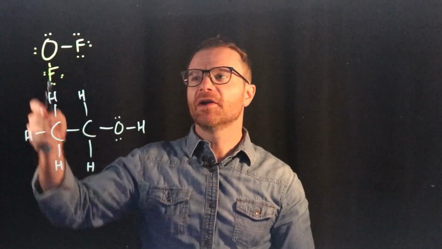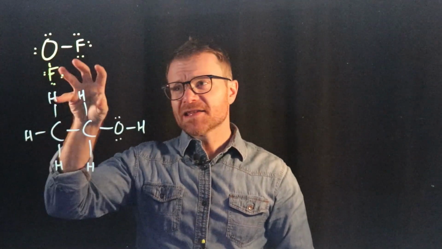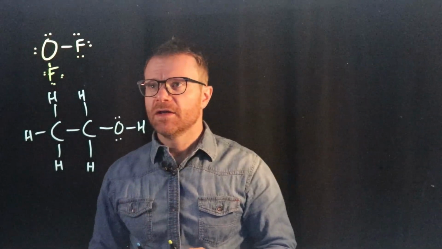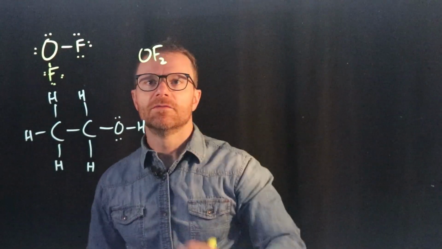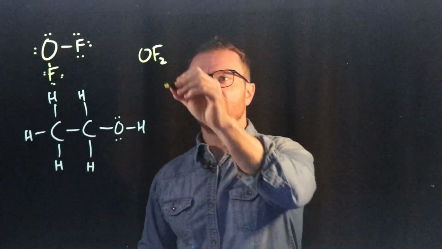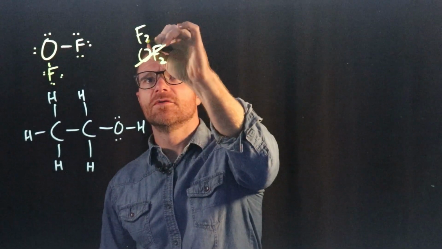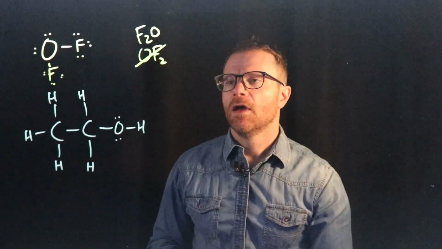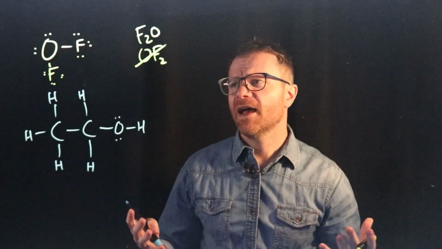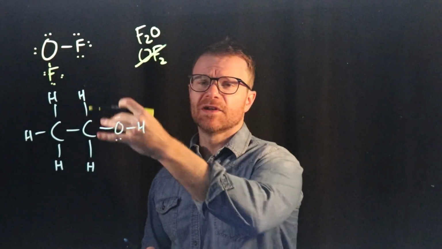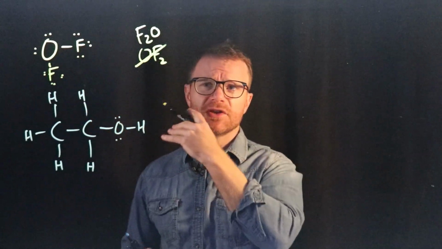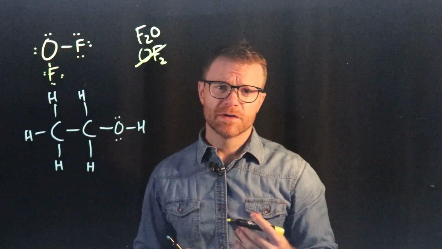We have an oxygen bonded to 2 fluorines. Oxygen is less electronegative than fluorine, so you would expect this to be OF2. In reality, it's F2O. Why is that? Well, this is a specific exception. When oxygen is bonded to a halogen, the halogen goes first.